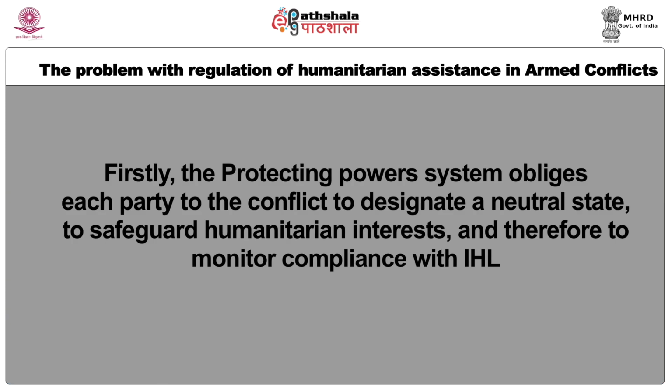Three compliance mechanisms are envisaged in the Geneva Conventions and Additional Protocol 1. Firstly, the protecting powers system obliges each party to the conflict to designate a neutral state to safeguard humanitarian interests, and therefore to monitor compliance with IHL. However, in actual practice, this has been rarely used, with the last instance being the Second World War.